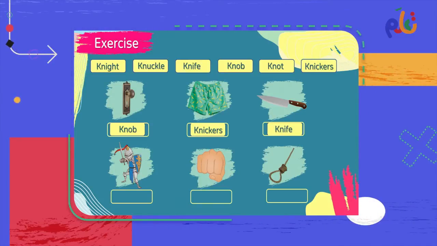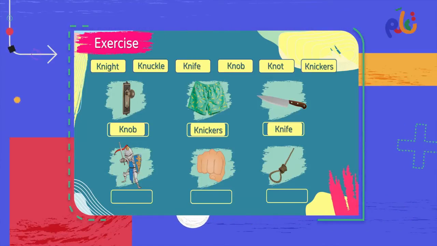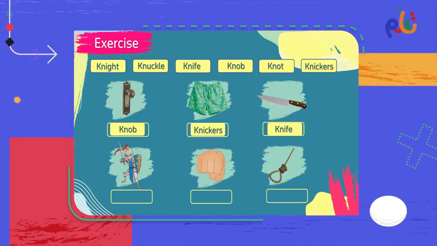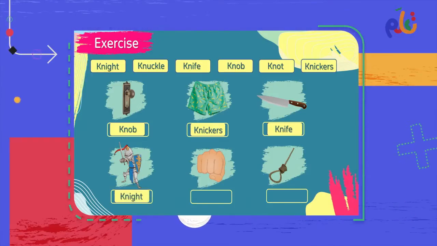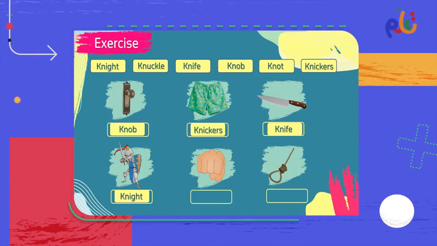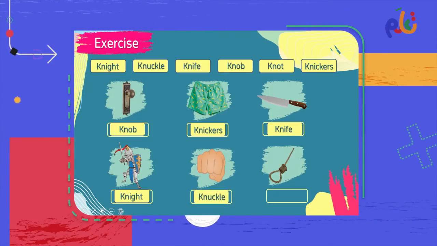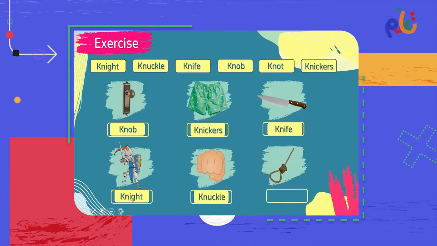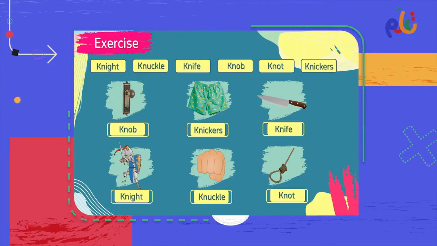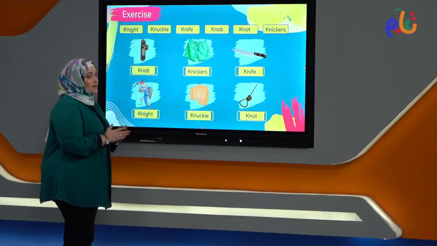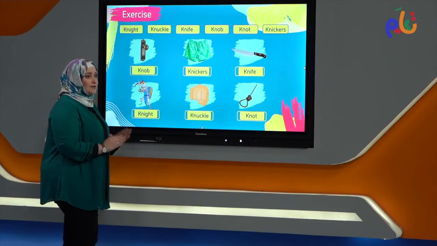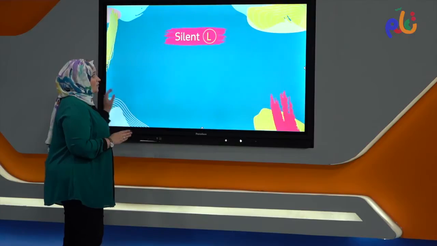Knife. All of these are examples of the silent K. When the N comes after the K, the K is not pronounced. We don't pronounce the K. Knife. Night. Who could tell me this one? What do we call this picture? Knuckles. Knot. When we tie a rope and make a knot. Knot. All of these are silent K's. All of these are different vocabulary. When the N comes right after the K, we do not mention or pronounce the K at all.